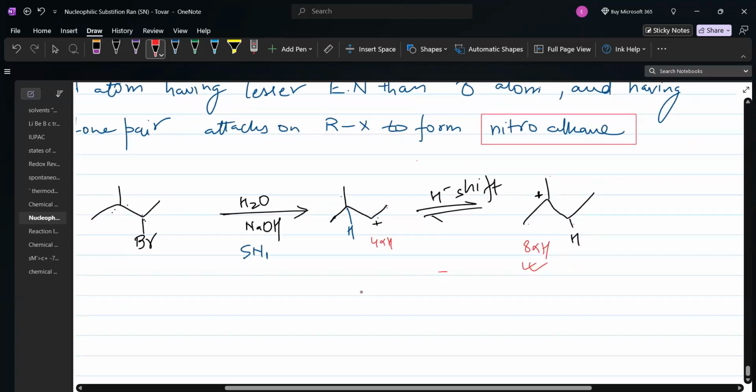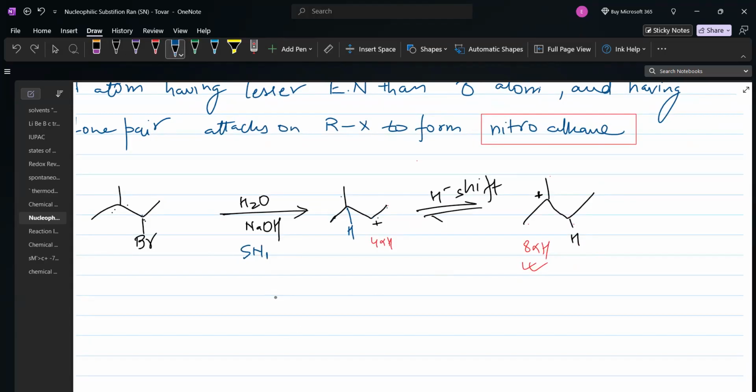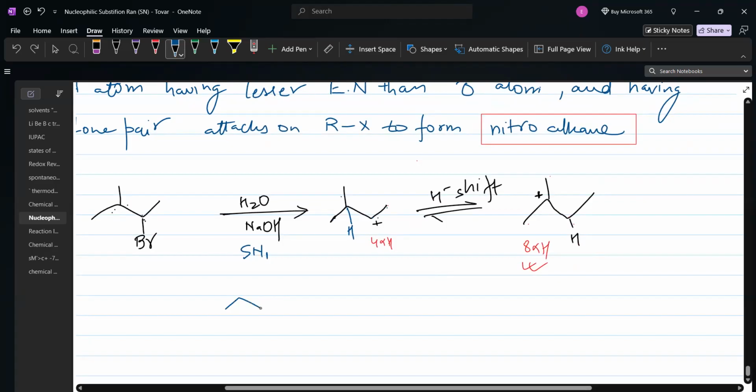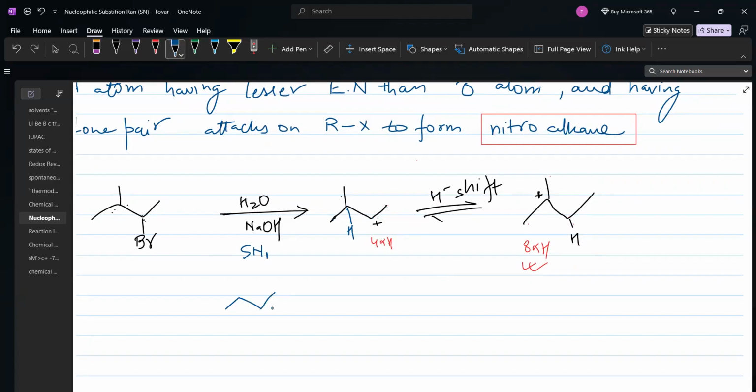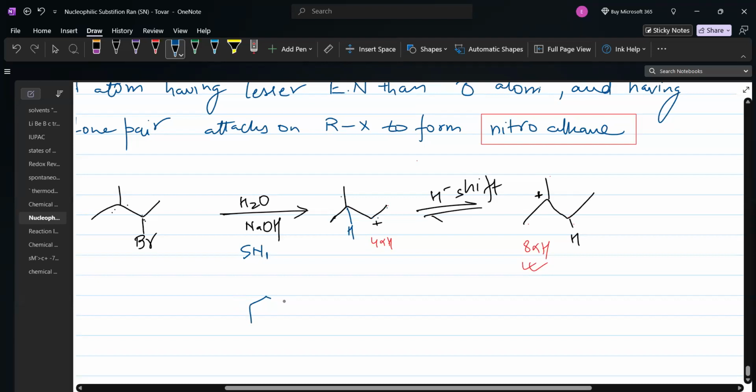Carbocation hyperconjugation thing. You may have heard this hyperconjugation word, right? Everyone, hyperconjugation. So for example, we have this structure. Positive charge is present here. In another structure, positive charge is present here. So we have to calculate alpha hydrogen present here, है ना?